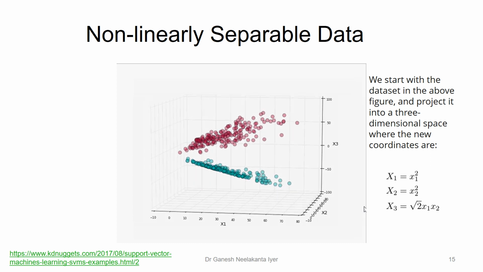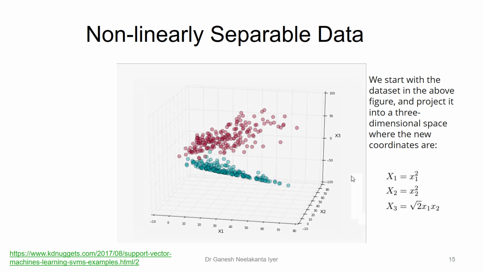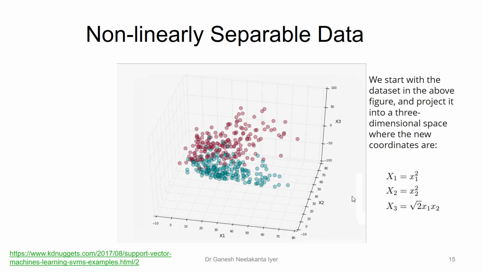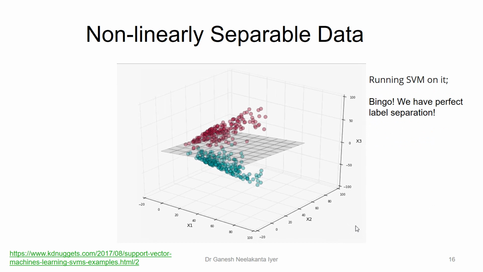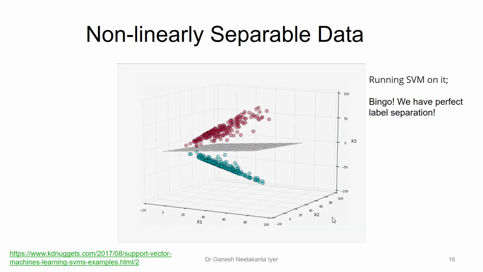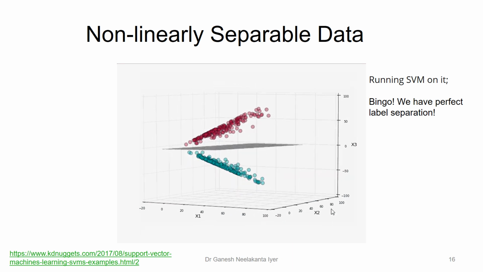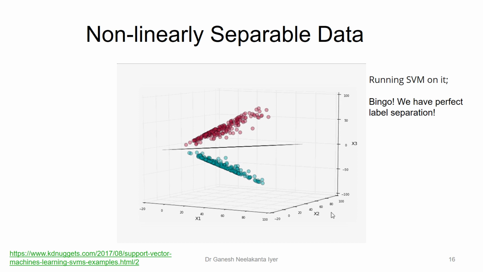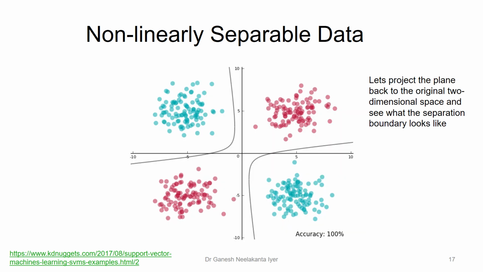Thanks to KD Nuggets for giving such good visualizations. Now we are running SVM on it. Bingo, we have a perfect label separation. See here, wow. This, when we come back and map, we'll get a line like this as the boundary, and this is exactly what we want, and this gives 100% accuracy.